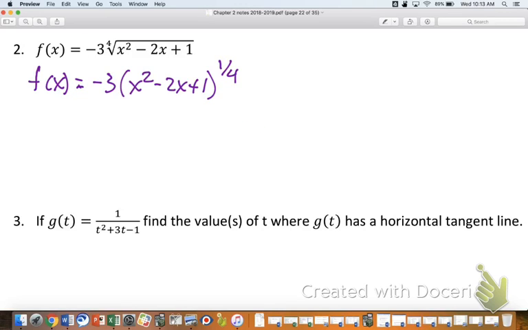So how would you guys differentiate -3 times something to the 1/4? That's power rule. Yeah, you're doing it. So it'd be f prime, you said it right, equals -3/4 times all that junk, and then 1/4 minus 1, -3/4. It is just a coincidence that those two numbers match. Don't think that they always do.